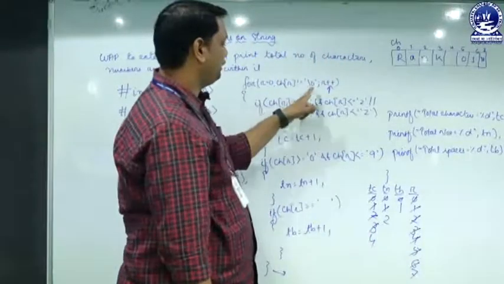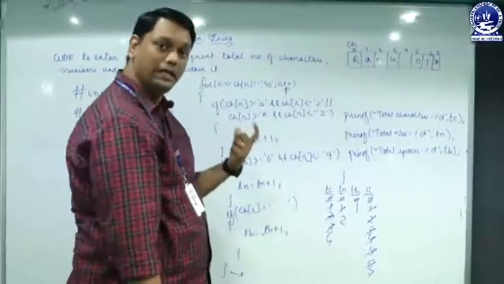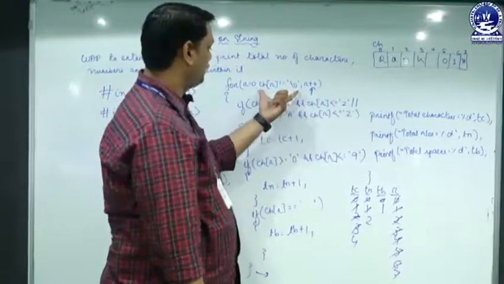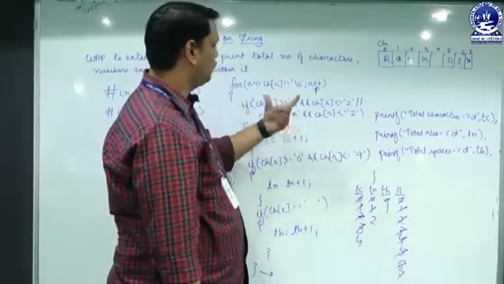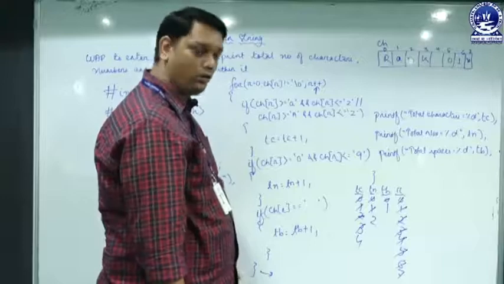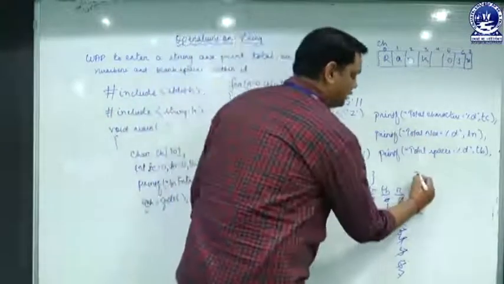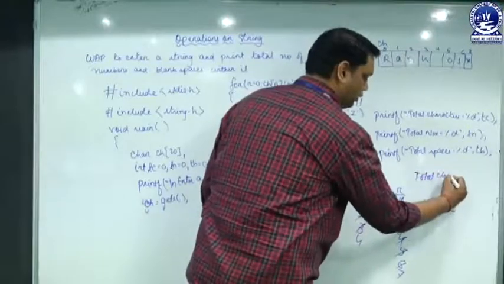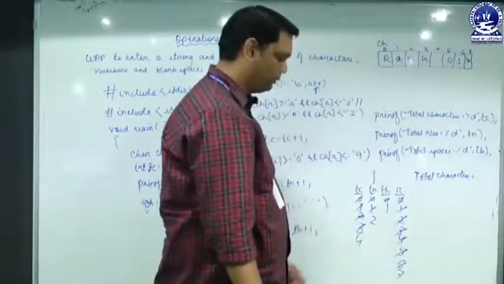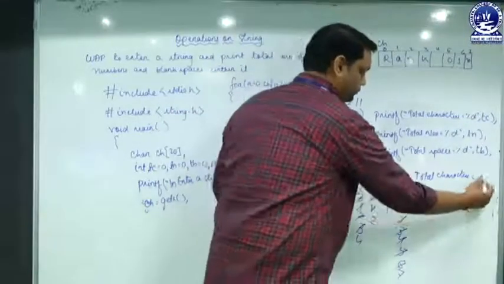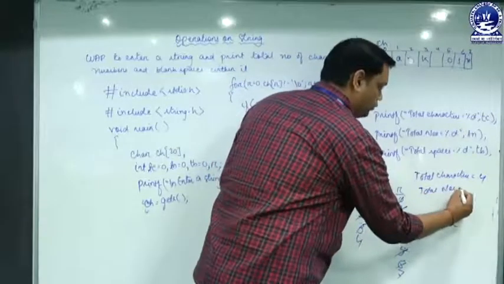So ch of 7 is not equal to backslash 0? It is equal to backslash 0 because we are at the end of the string. So the condition gets wrong and it returns false, and we will come out from the for loop. So here it will come over here. It will print total characters equal to, in place of %d, it will print the value of tc, that is 4. Then it will print total numbers equal to %d.